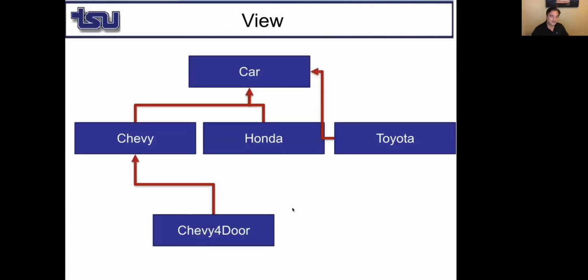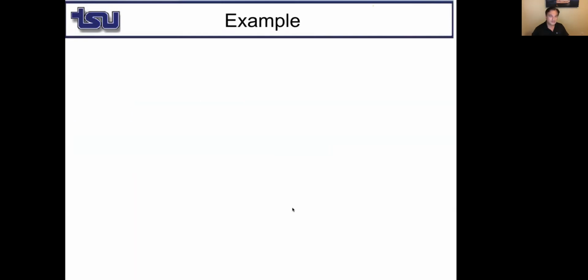Here, this is another hierarchy. I have class car, okay? I have Chevy, Honda, Toyota, let's say. And Chevy extends from car, Honda extends from car, Toyota extends from car. Sorry about this arrow, it's very ugly like that, but apparently I forgot. And then Chevy four-door extends from Chevy. So Chevy four-door is a Chevy is a car, Chevy four-door is a car. Honda is a car, Toyota is a car. A car is not a Chevy, a car is not a Honda, a car is not a Toyota, and so on. The opposite is not true.